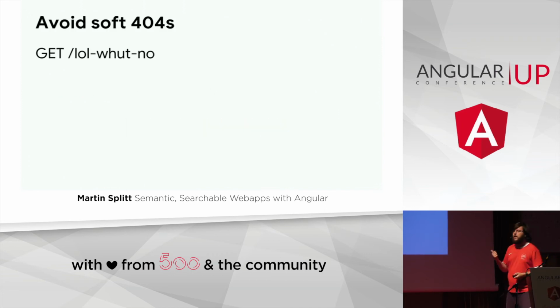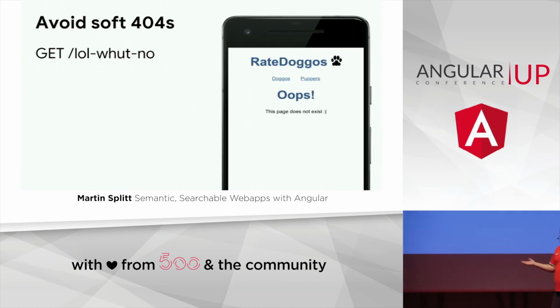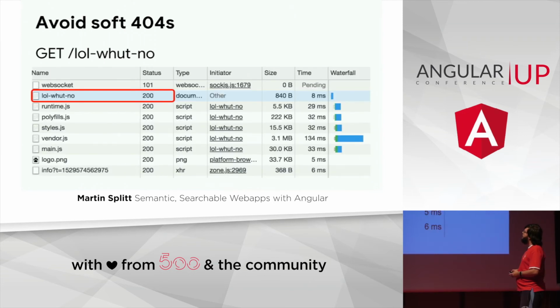HTTP statuses are a thing that matters. So let's say you go to lol_would_know on the doggo-rating page, which obviously does not exist, and the user sees this and goes, oh, okay, this is not useful. I'll go back. I'll be having a good time somewhere else. But in the browser, you see like, oh no, this is a 200. This is 200 okay.